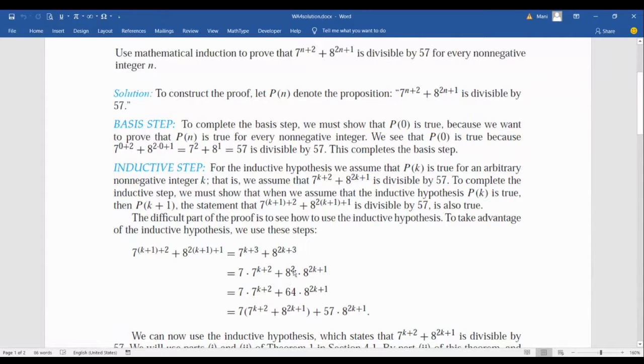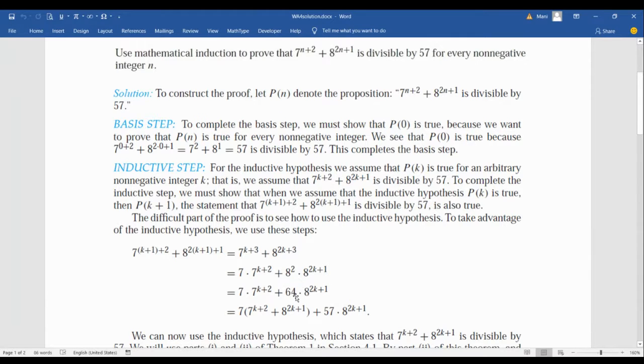So what to do next? Here 8 power 2 is 64, and I already have these two terms, but they have multiplication. Now I'm also interested to show that this is divisible by 57. This is our goal here. So what should I do here? I can write 64 as 57 plus 7.